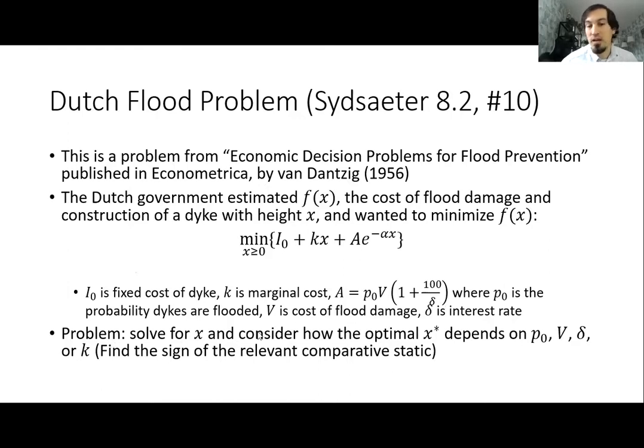Here's the problem. Solve for x. Okay, you can do that. And another thing, consider how the optimal x star depends on P0, V, delta, or K. In other words, find the sign of the relevant comparative static. I don't think I've given you many problems where I ask you, I did on actually quiz 1. If it was a bonus for quiz 1 or a bonus for homework 1, I asked you to do some comparative statics. But here I'm asking you again.